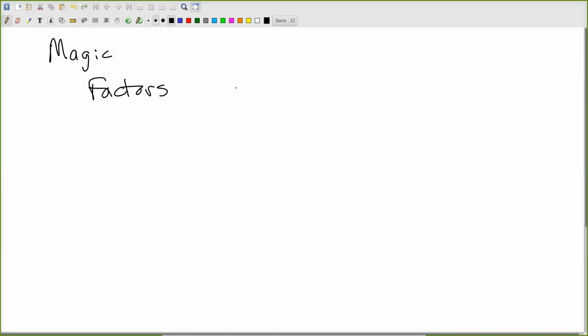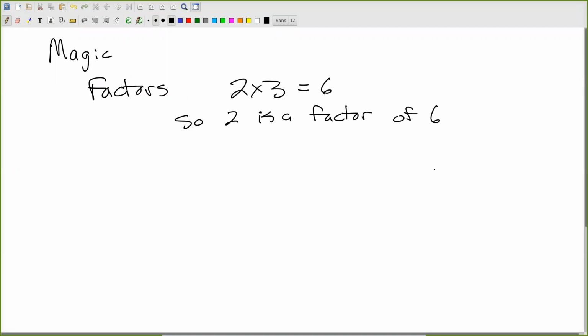number. Easiest example, 2 times 3 equals 6. So 2 is a factor of 6, right? 3 is a factor of 6 also. Just a reminder, the pieces of a multiplication problem are called factors. So the 2 is a factor here, the 3 is a factor here, and the 6 can either be called a multiple or the product.